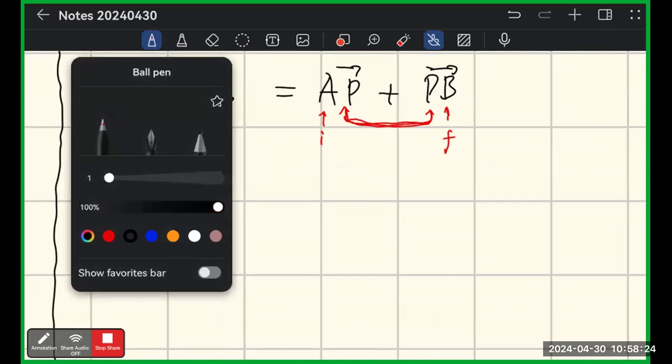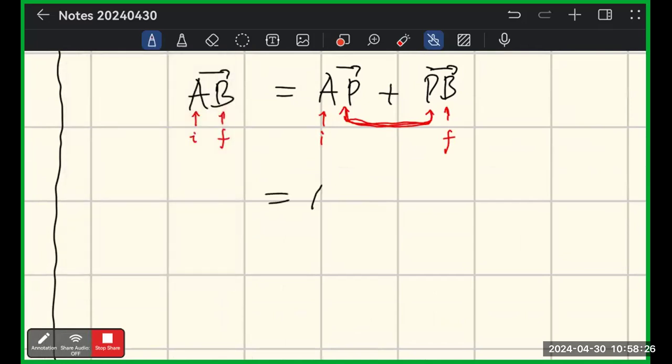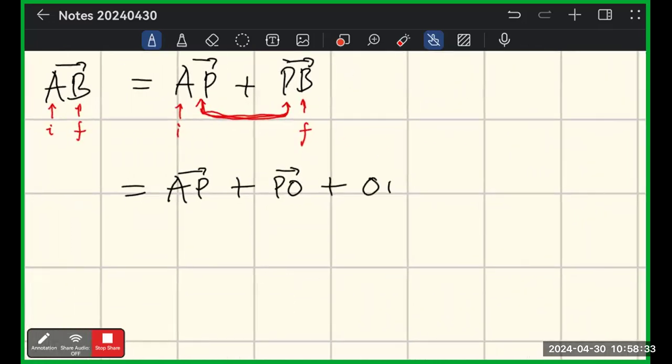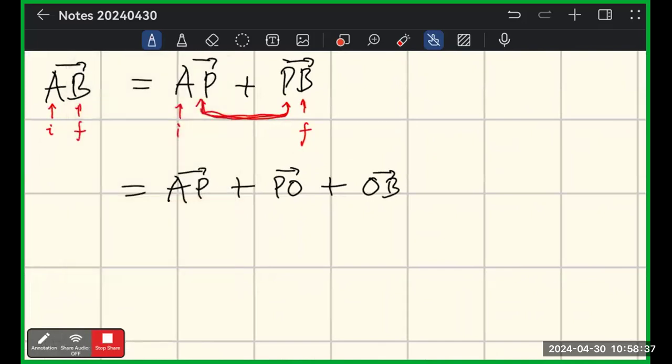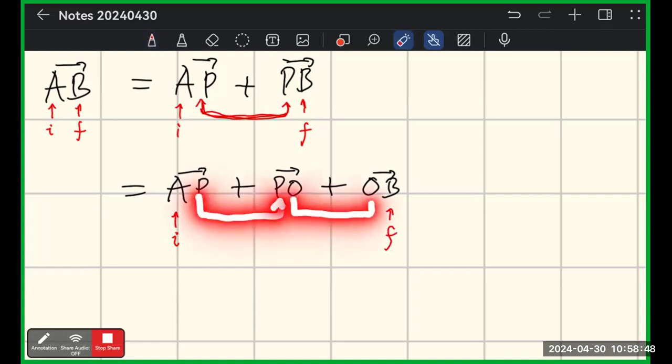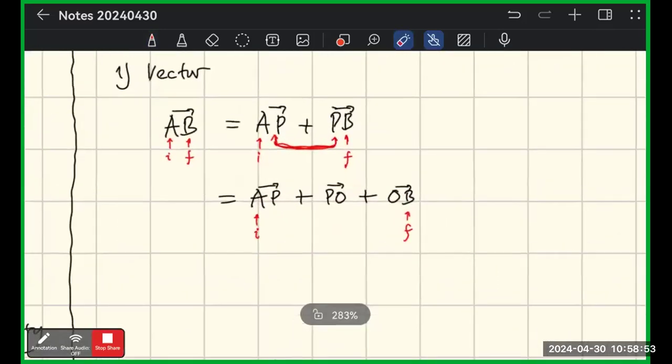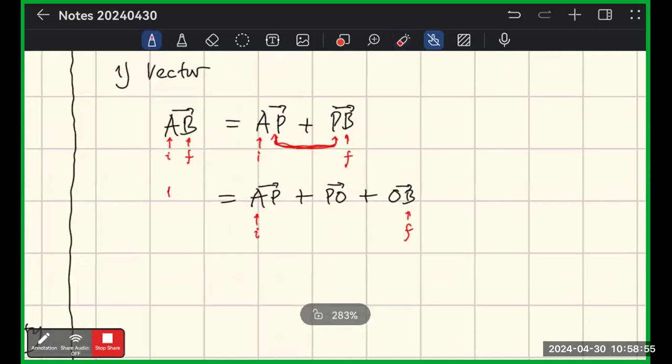For example, if we just change it to AB plus PO plus OB, it just has to follow the same rule, initial here and final here, but it has to propagate through a correct order, which is this is from P back to P, and this is O back to O. And that's all you need for the vector.